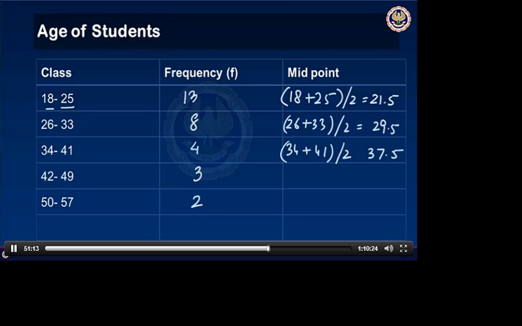And so this will be 42 plus 49 divided by 2. So we will get this as equal to 45.5. And we can also calculate this 50 plus 57 divided by 2. So we will get for this also. So this will be 53.5.